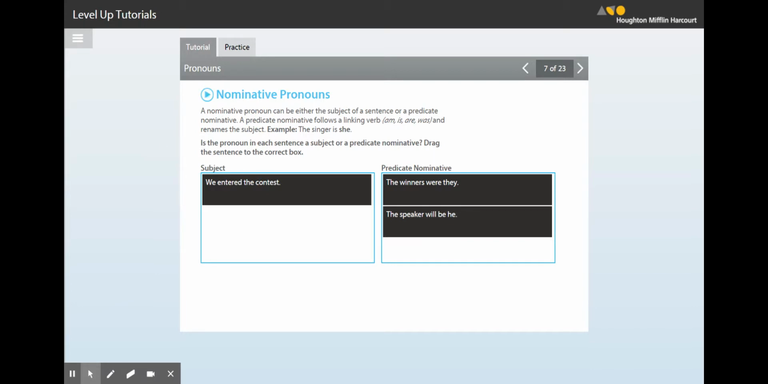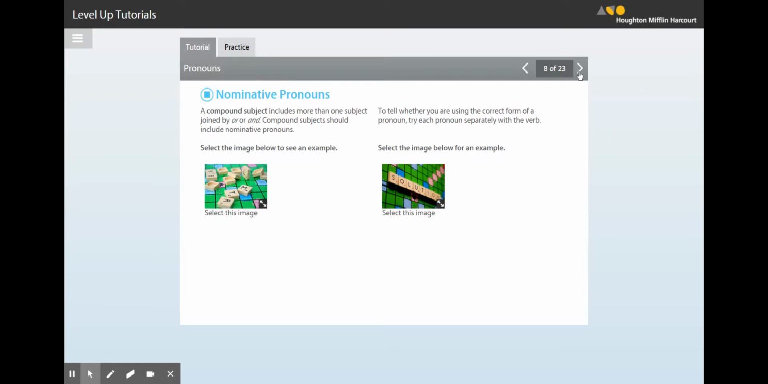Let's take a look. We entered the contest. In this example, we is being used as the subject of the sentence. In these two examples, we have the pronouns being used as predicate nominative. So the winners were they, and the speaker will be he. Each of these pronouns follows a linking verb, and it renames the subject of the sentence. Nominative pronouns. A compound subject includes more than one subject joined by and or. Compound subjects should include nominative pronouns.